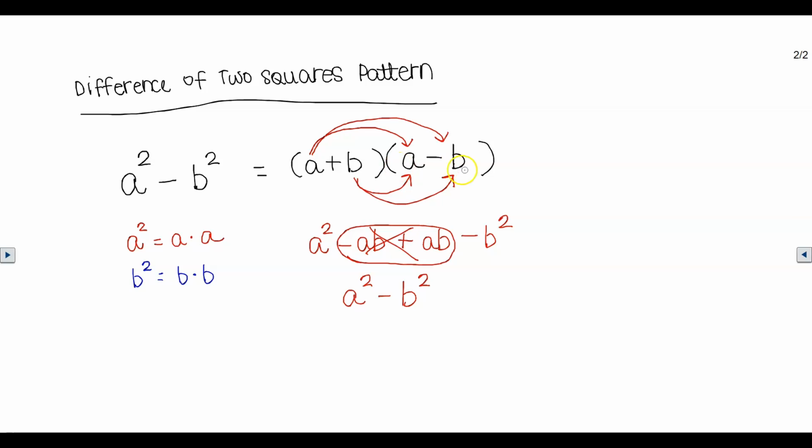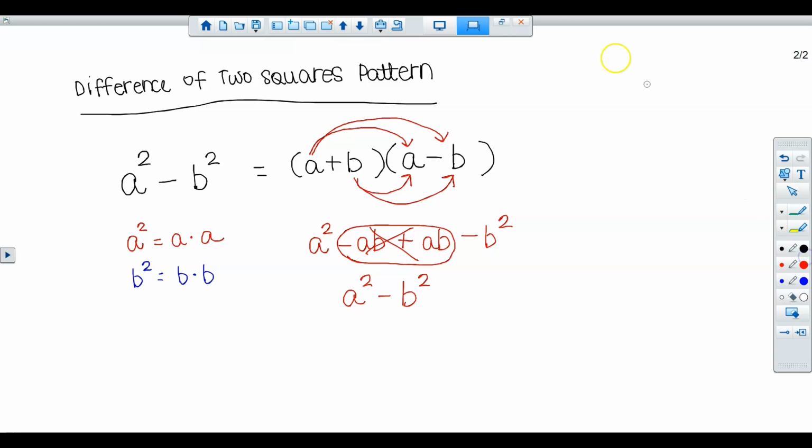Two binomials. The a times the a comes from the a squared. The b times the b comes from the b squared. And then notice one of these is a plus and the other one is a minus. So that will always be your pattern. All right, so let's do some examples.